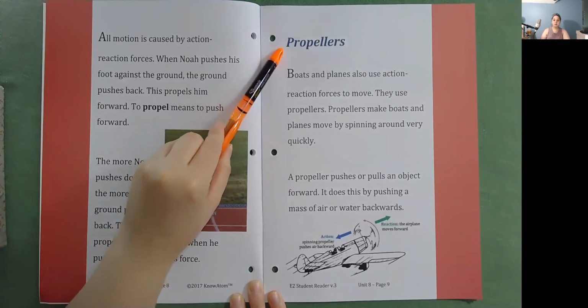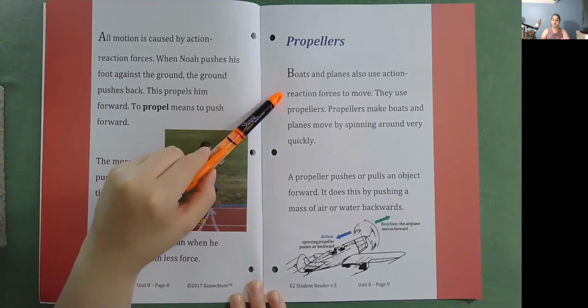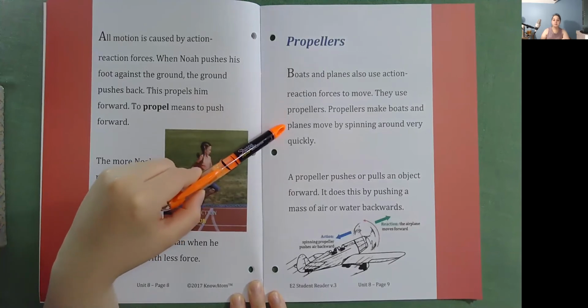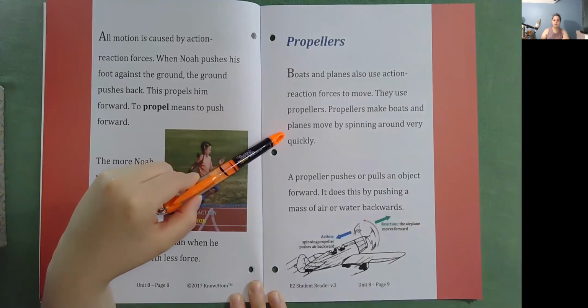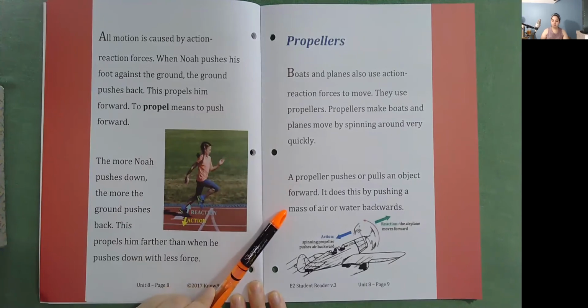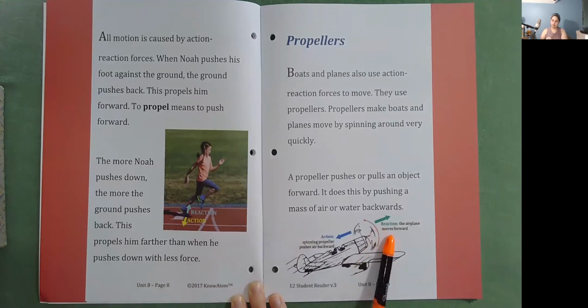Propellers. Boats and planes also use action-reaction forces to move. They use propellers. Propellers make boats and planes move by spinning around very quickly. A propeller pushes or pulls an object forward. It does this by pushing a mass of air or water backwards. The action: the spinning propeller pushes air backwards. The reaction: the airplane moves forward.